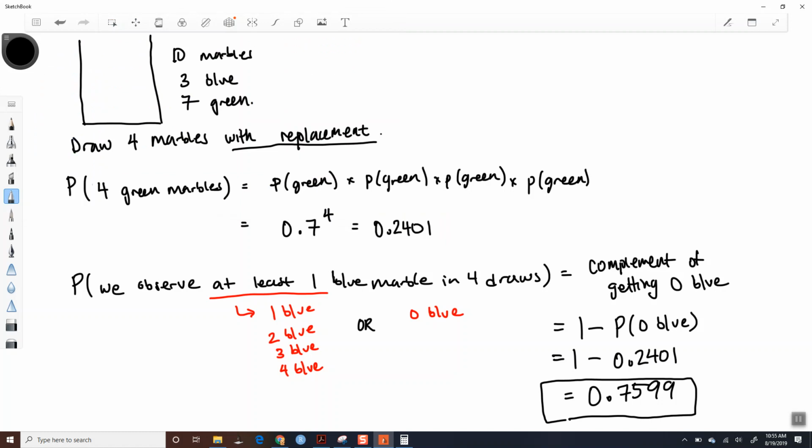So we got at least 1 blue is the complement of getting 0 blue, okay? Okay, is that good? This is all just probability rules stuff.